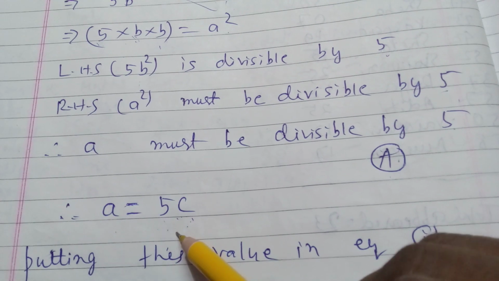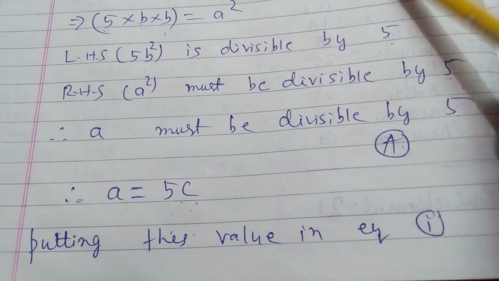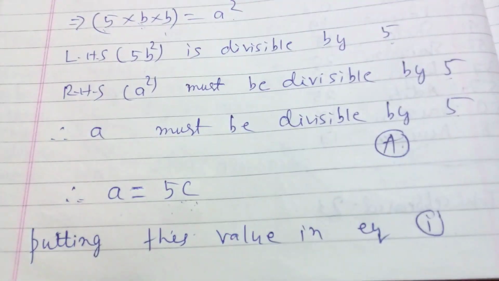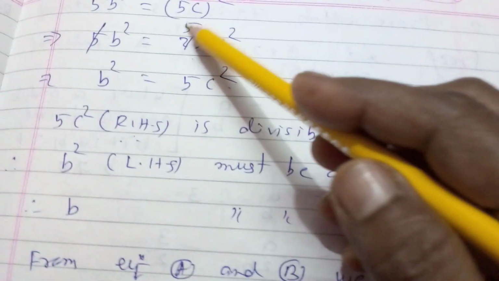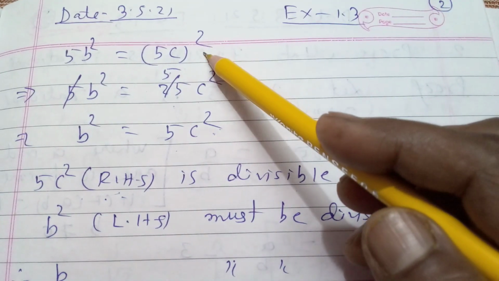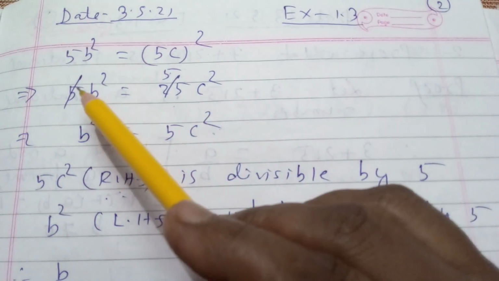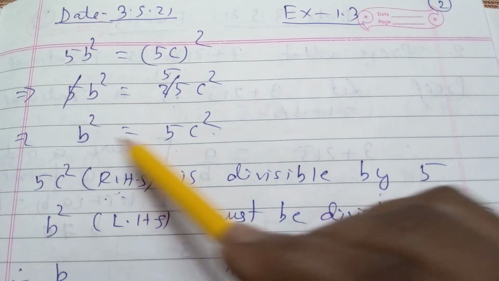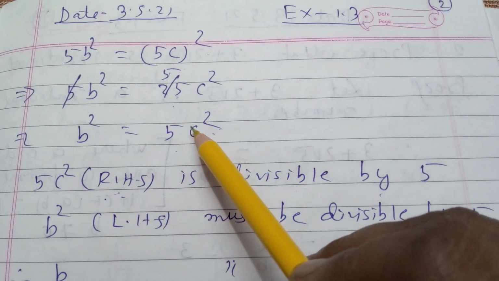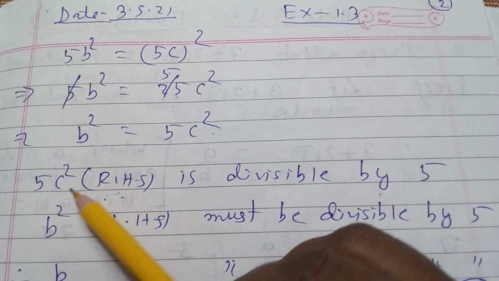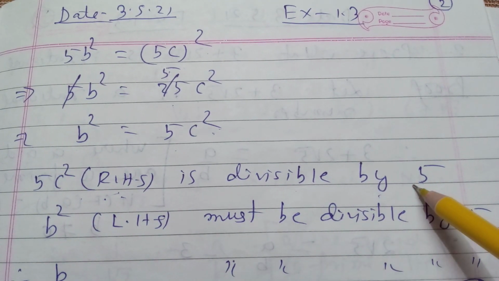So a equals 5c we have assumed, and putting this value in equation 1, 5b square equals a square. Now 5b square equals 5c whole square. Then 5b square equals 25c square. So 5 fives are 25, and b square equals 5c square. Here the right hand side is 5 into c square. So 5 is one of the factors, so it is divisible by 5.